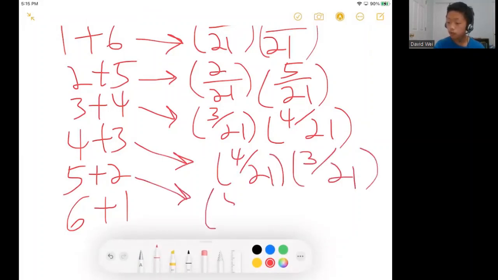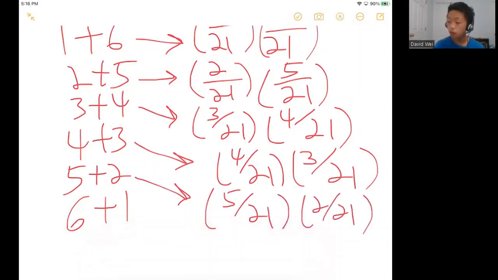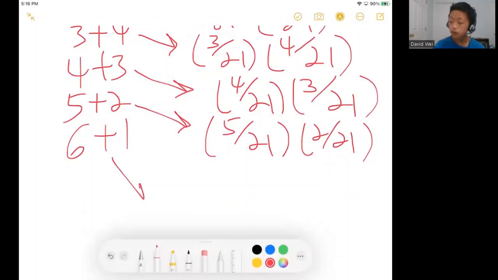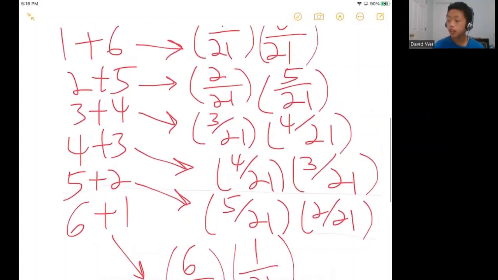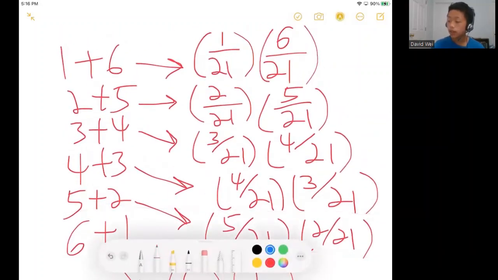For 5 plus 2, you do 5 over 21 times 2 over 21. And finally, for 6 plus 1, you would just do 6 over 21 chance of rolling a 6, 1 over 21 chance of rolling a 1. You could have easily not done that. You could have just done this and then doubled it by symmetry, since clearly these cases are all symmetrical.